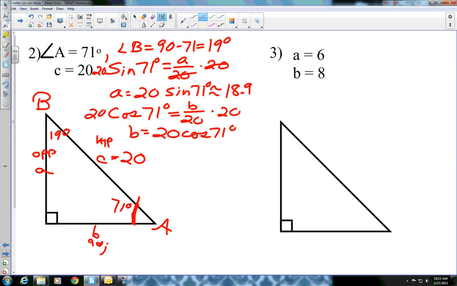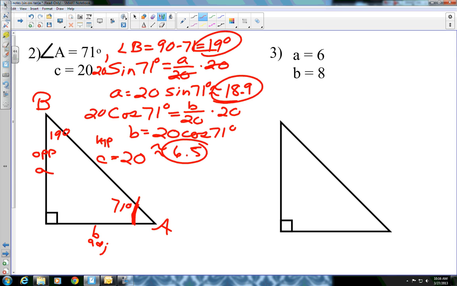It's 6.5. Is that what you got? Yep, that's what I got. 6.5. I've got 1, 2, 3 solutions.